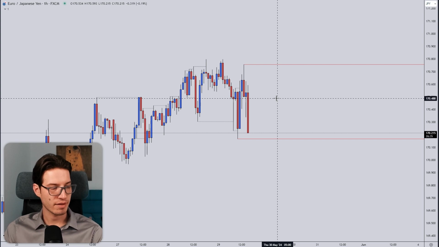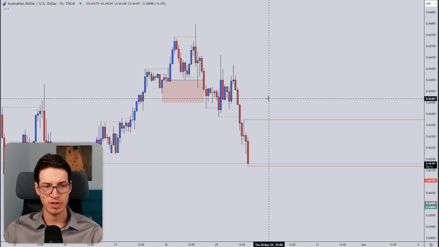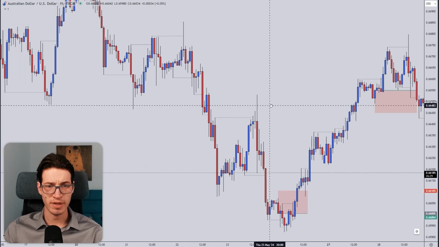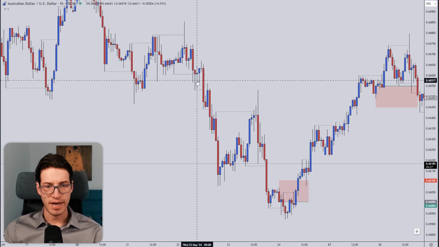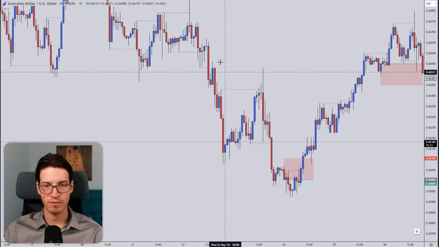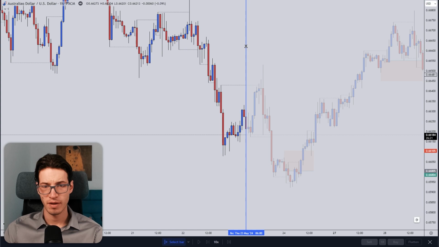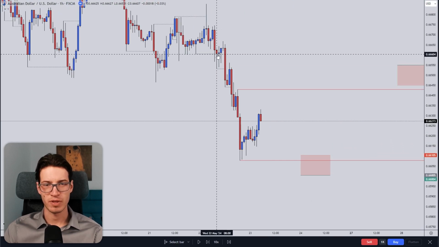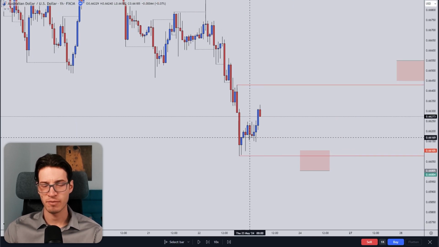So let's get into our next pair, which is the Aussie and US dollar. Took 2 trades on this one. So let's cover those. Last Wednesday was around here. We had a drop, had a flag form right here. For me, price action was not the best. And then the flag was big.